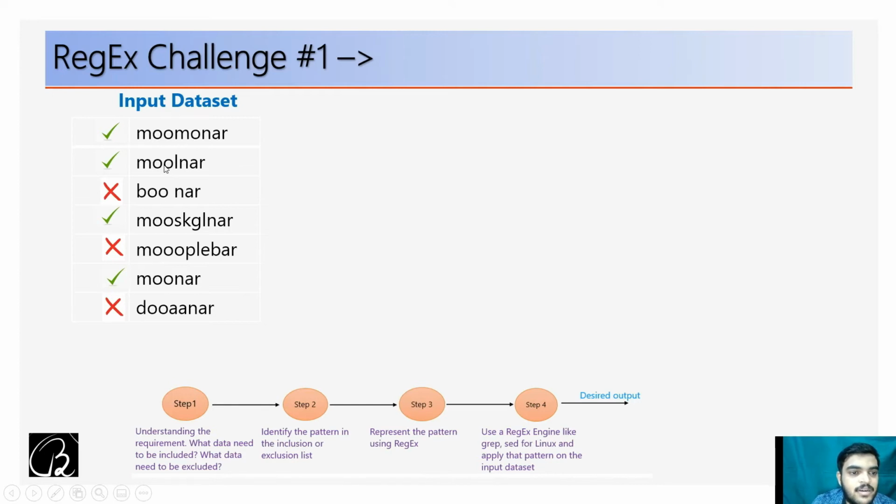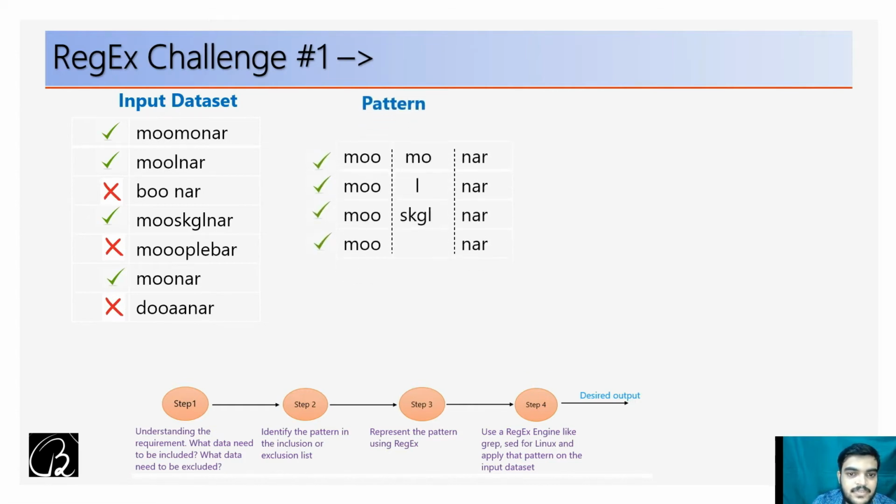Okay, so we made our observations. Now let's look at the pattern which we can find from this inclusion list, the strings that we want to include. So here it is, right? It starts with mo and ends with nar. In between these two, this part and this part are fixed, but this is totally unpredictable. You can see in the first case we have mo, in the second case we have L, then SKGL, and then nothing.